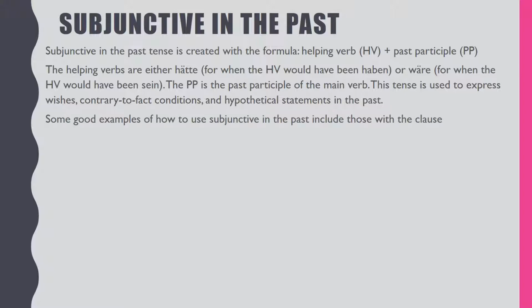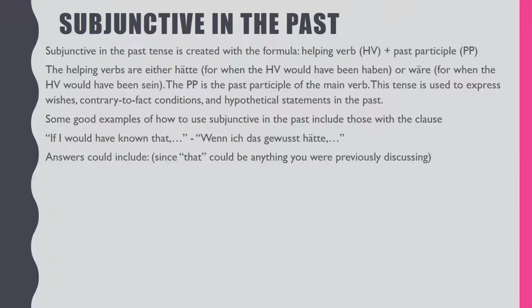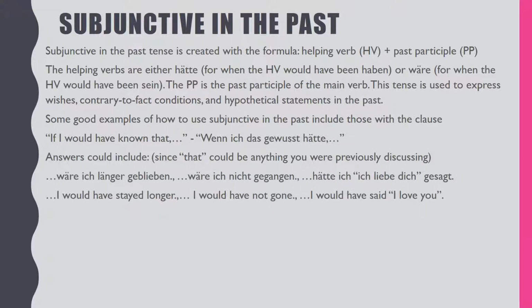Some good examples of how to use subjunctive in the past include those with the clause, if I would have known that, wenn ich das gewusst hätte. Answers could include, since that could be anything you were previously discussing, wäre ich länger geblieben, I would have stayed longer. Wäre ich nicht gegangen, I would not have gone. Hätte ich "ich liebe dich" gesagt, I would have said I love you.